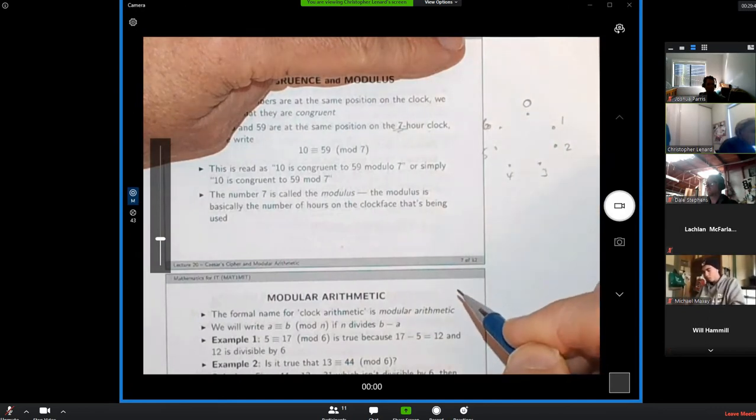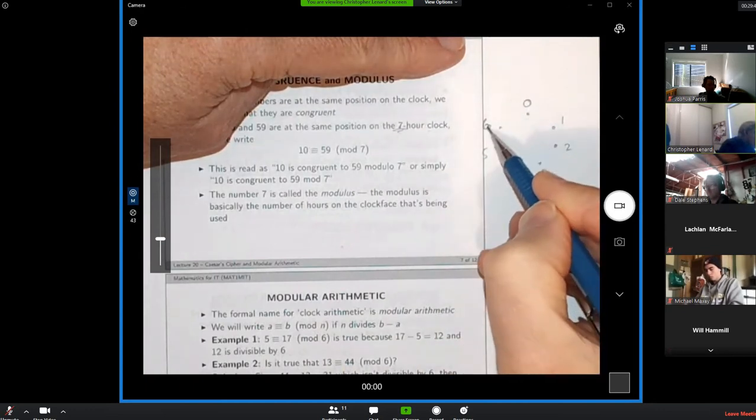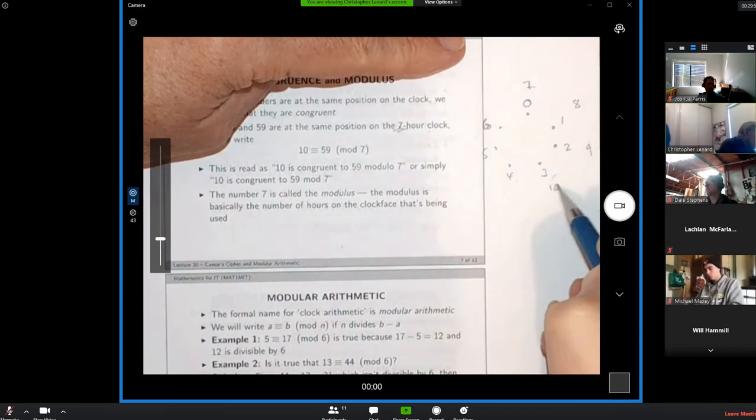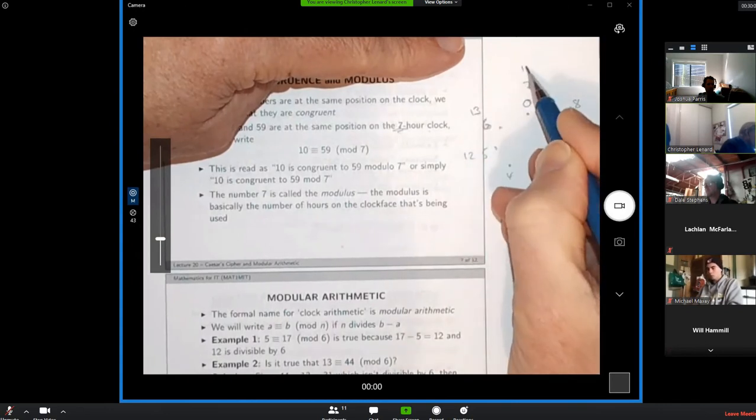And what happens next? What happens after 6? We get to 7. What happens after 7? We get to 8. What happens after 8? We get to 9, 10, 11, 12, 13. And then what happens? We've got 14.